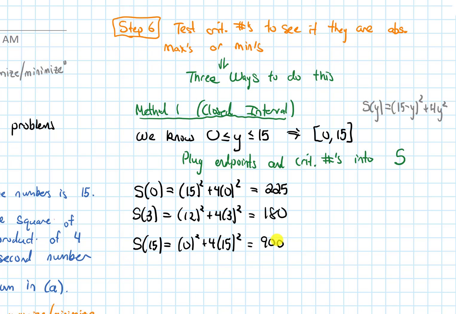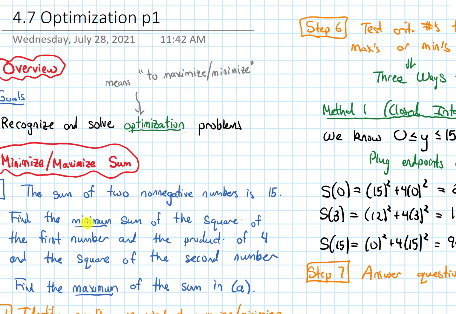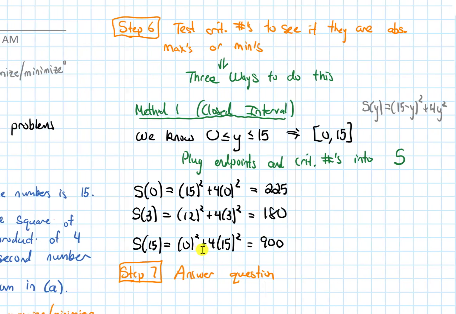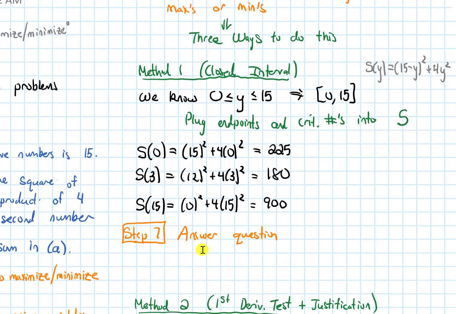All right, so remember, the smallest of these is the absolute min. The biggest of these is the absolute max. So we are ready for the final step, which is to answer what the question wanted. And remember, the question was just asking, what is the minimum sum and what is the maximum sum? So it didn't want to know the values of x and y. It just wants to know, well, what's the minimum output or the maximum output of the sum? Okay, so let's make sure we do that.